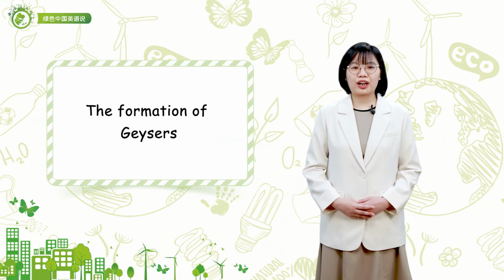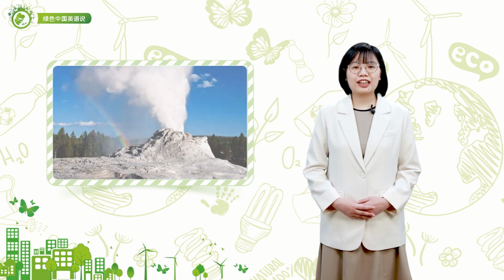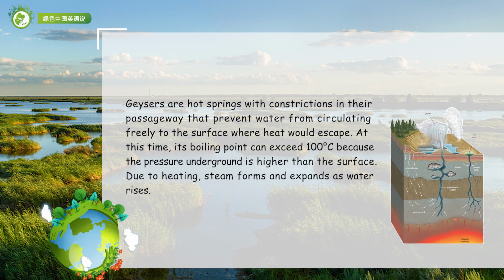Now, let's explore how it's formed. Water heated on the ground that rises through a crack to the surface creates a hot spring. Geysers are hot springs with constrictions in their passageway that prevent water from circulating freely to the surface where heat would escape. At this time, its boiling point can exceed 100 degrees Celsius because the pressure on the ground is higher than the surface. Due to heating, steam forms and expands as water rises.